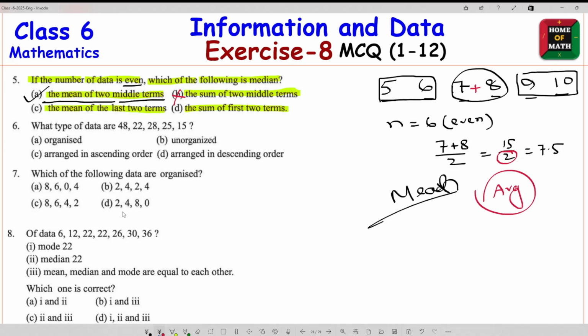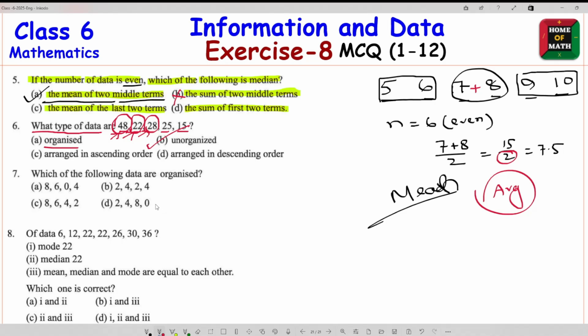Okay, next one. What type of data are 48, 22, 28, 25, 15? Number 1, organized. No, it's not organized, because look, here is 48, here is 22, but again here is 28. It means 48 is a higher number, then 22 lower, but 28 again higher. So it's not organized. We can say this one is unorganized.